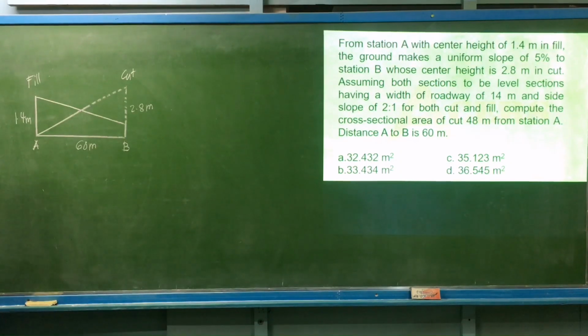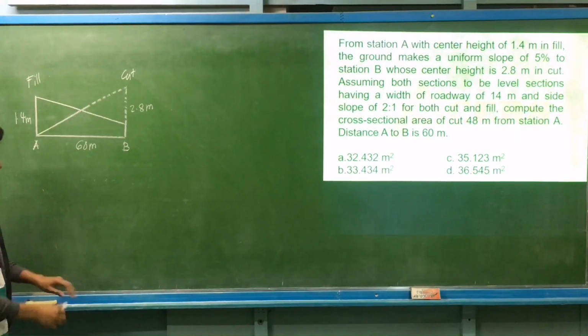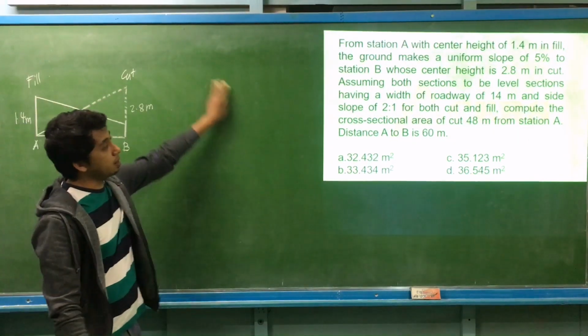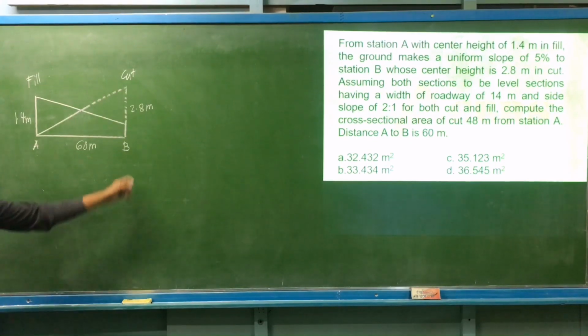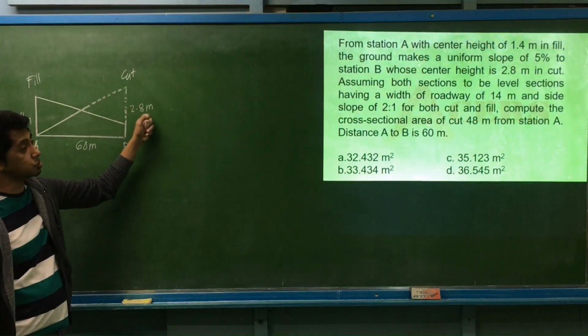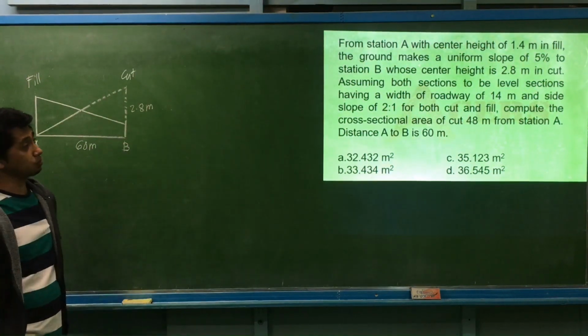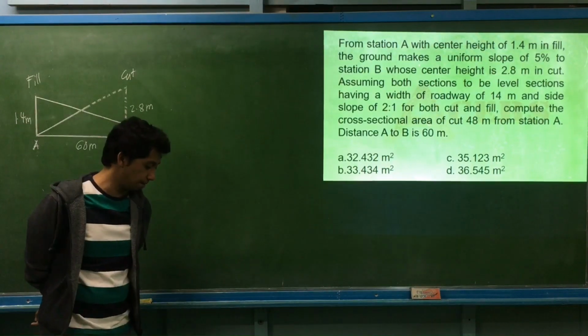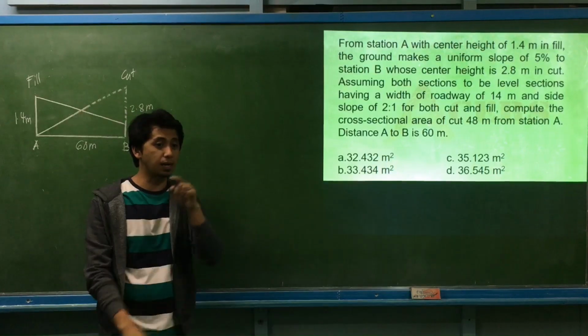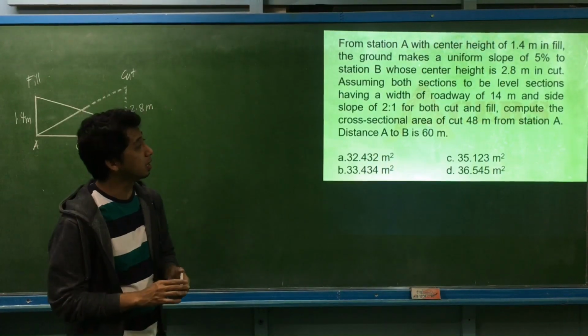Okay, so our next example is cut and fill. So from station A with a center height of 1.4 meters fill, the ground makes a uniform slope of 5% to station B, whose center height is 2.8 meters in cut. Assuming both sections to be level sections, kapag sinabing level sections sa cut and fill, i-assume mo na parang regular trapezoid sila.